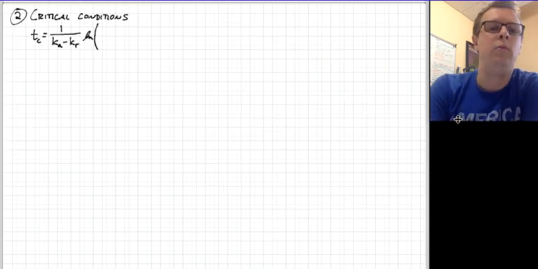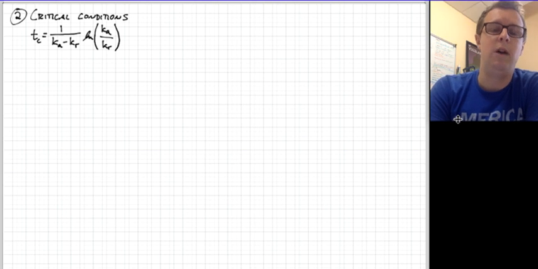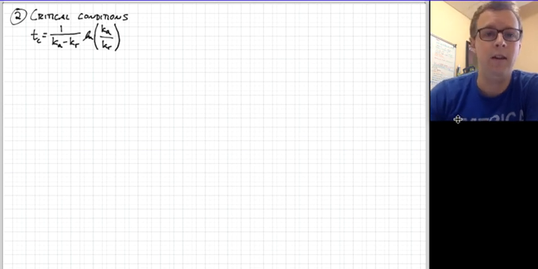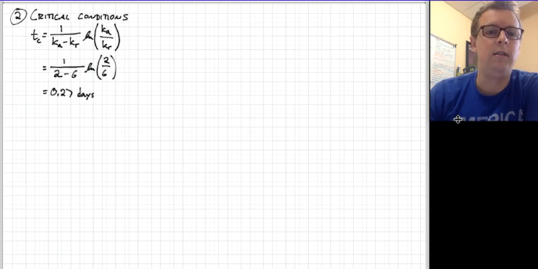And so we want to explore the critical conditions in this problem. Now for the case where initial deficit is 0, we've got an equation in Chopra that looks like this. So we can calculate the critical time, or the travel time until you reach that critical point, as shown here. And so if we plug in the values we have of 2 per day for Ka and 6 per day for Kr, I come up with a critical condition occurring about 0.27 days of travel time in the network.